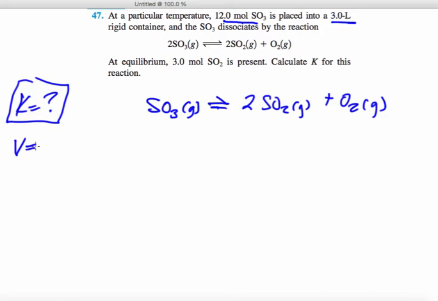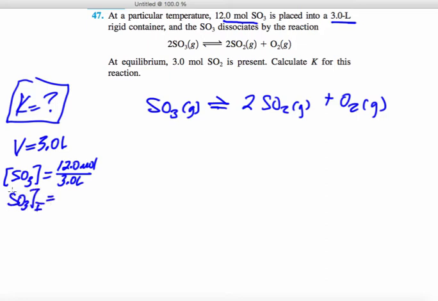So I've got a volume equal to 3 liters, and I need to find my concentration of the sulfur trioxide, which would be to take the 12.0 moles over 3.0 liters. In this case, I'm going to have sulfur trioxide. Now these are the initial, right? This is my initial amount that I have. It is going to be equal to 4 molar. So divide that out, I end up with 4 molar.